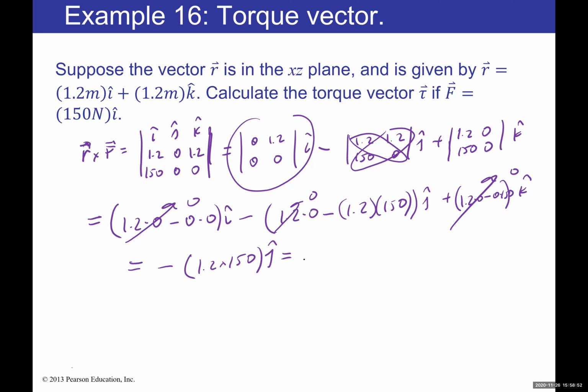So if I do this, 1.2 times 150 should give me negative 180 newton meters, because this is in meters, this is in newtons, j hat. So this is the answer. That means it's 180 newton meters in a negative j hat direction, or negative y direction, basically. That's one of the ways we can do it.